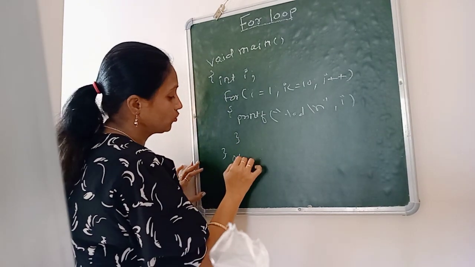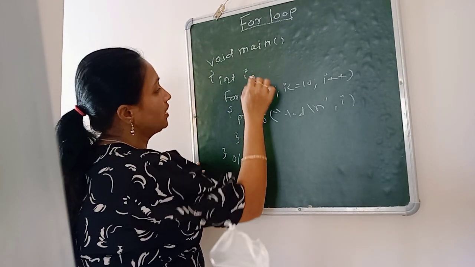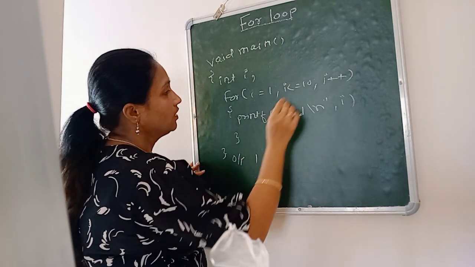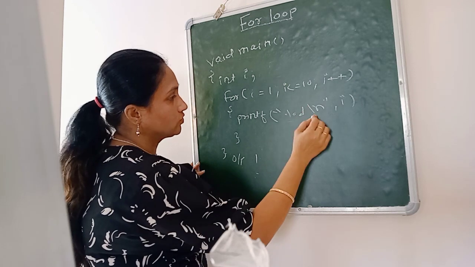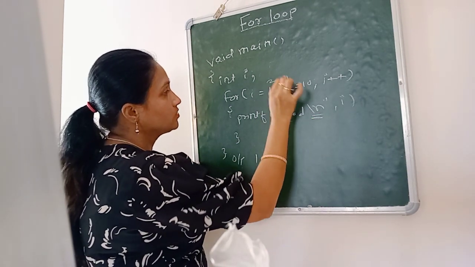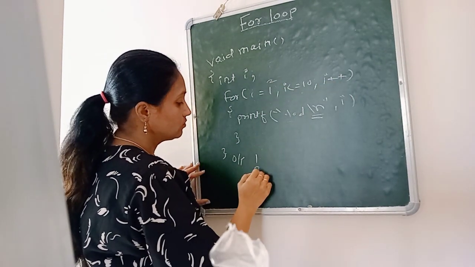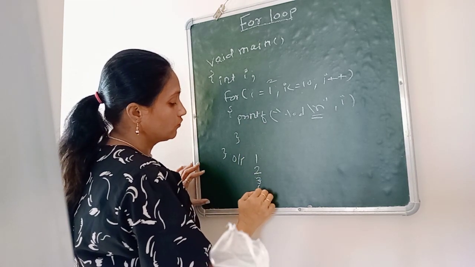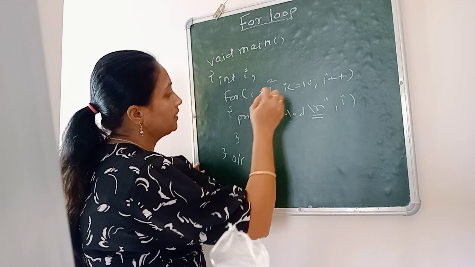So what will be the output over here? First time i's value is 1, 1 less than 10, condition true, printf 1. Again the cursor will go to the next line because of \n. i's value becomes 2, 2 less than 10, condition true, display 2, 3, 4, 5 up to 9.